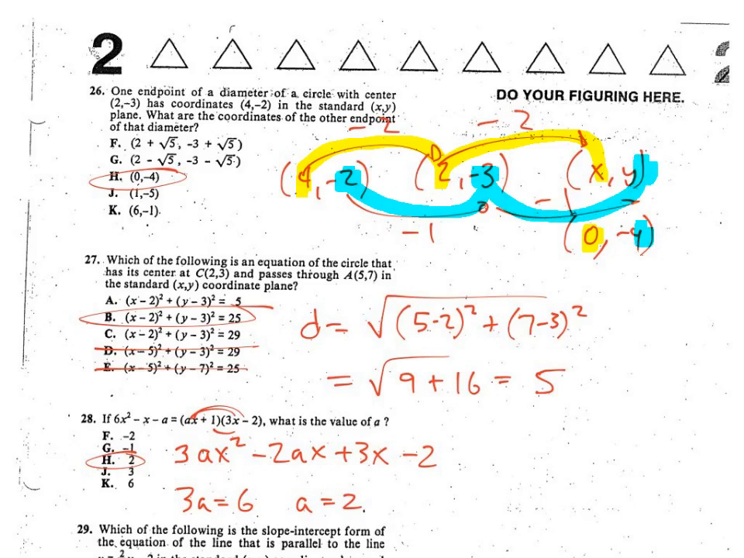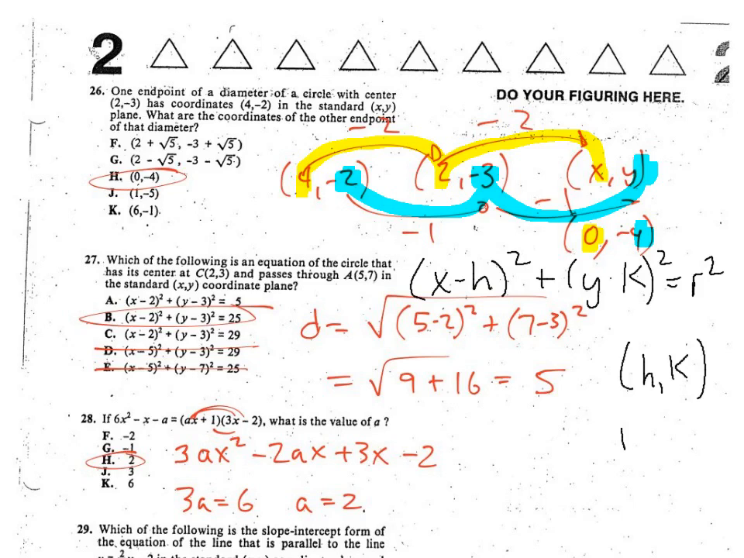For problem 27, you need to identify the equation for a circle, and the equation of a circle is (x minus h) squared plus (y minus k) squared equals r squared, where the center is (h, k) and the radius is r. So given the center of (2, 3), we know our equation has to have (x minus 2) quantity squared plus (y minus 3) quantity squared. So that eliminates answers D and E.